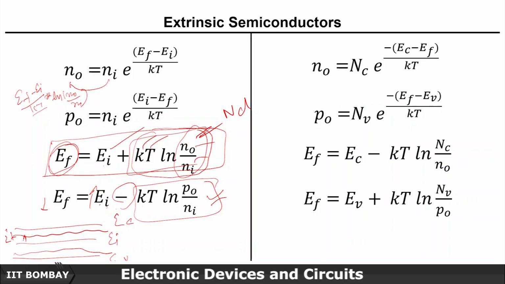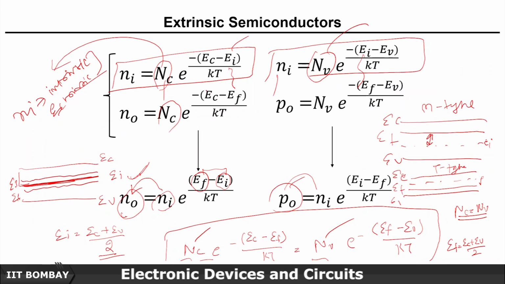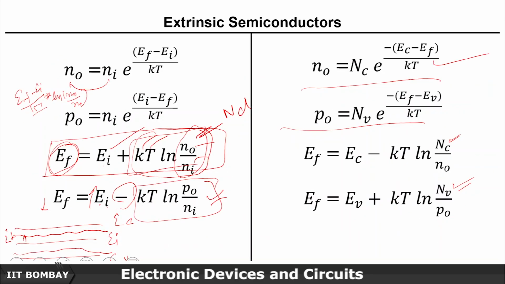Now similarly, if you want to do it in terms of energy states, NC and NV, in that case you don't need to take out these NC and NV, you just use the second expression which we just discussed, this one, and you can calculate EF in terms of EC and EV with respect to NC and NV.